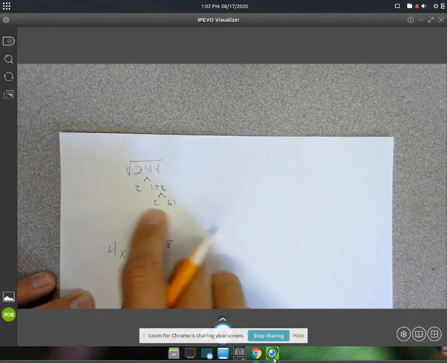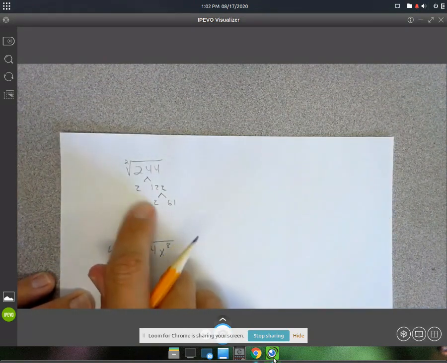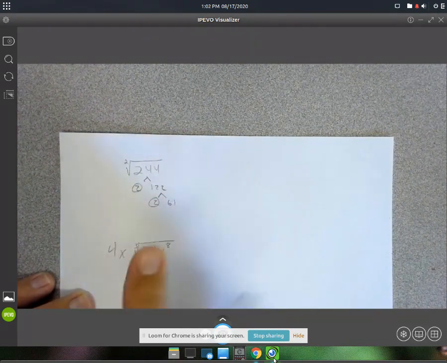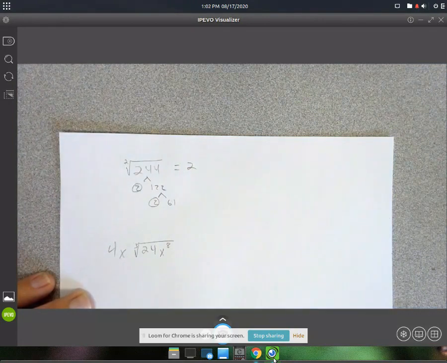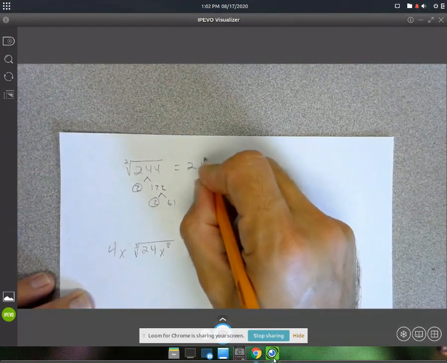Now if we look at our leaves here, the 2 2's, and since we're dealing with a square root, we're looking for pairs of numbers that we can pull out of this. So those 2's will come out of the square root as a 2, and then whatever is remaining here will go under our radical again.